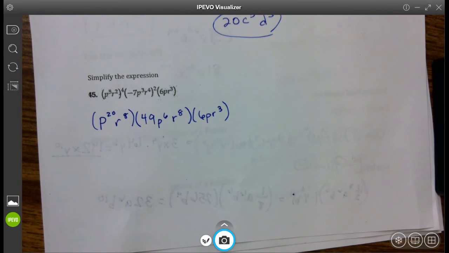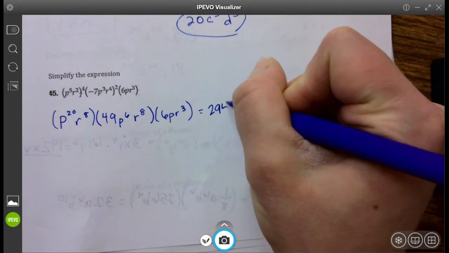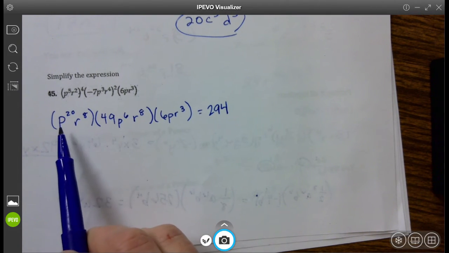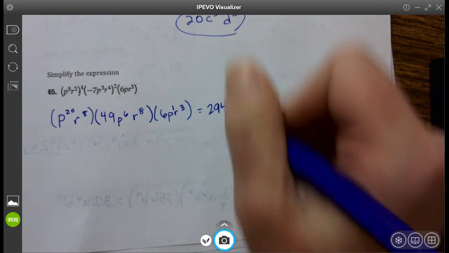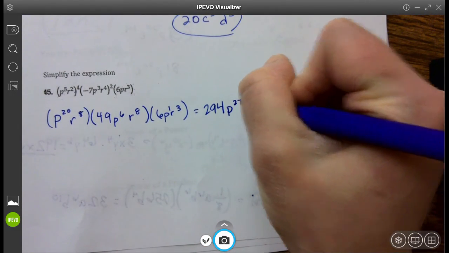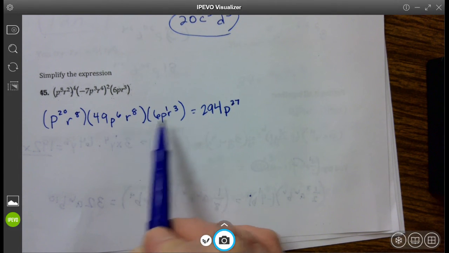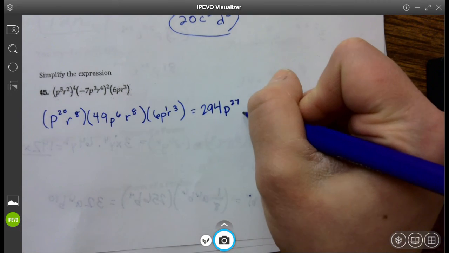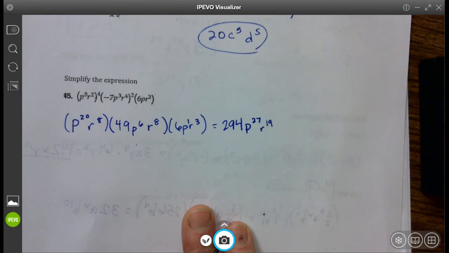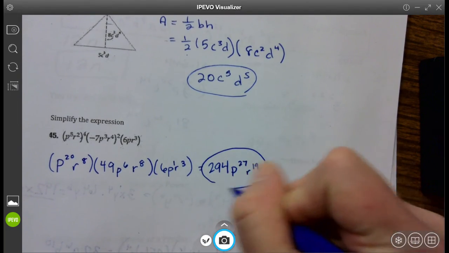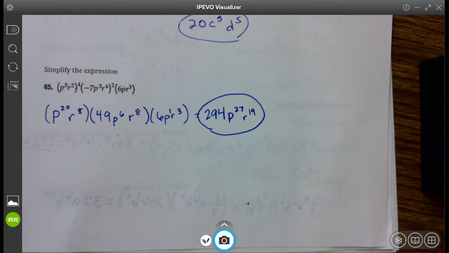When you multiply across, 49 times 6 is going to be 294. Okay, there's p to the 20th, p to the 6th, which is 26, and p to the 1st, so it's p to the 27th. Okay, this is r to the 8th, which is 16, and then a 3, so it's going to be 19. And that's it. Okay, now what you're going to work on is your Delta Math, and then part 2 videos should be up.